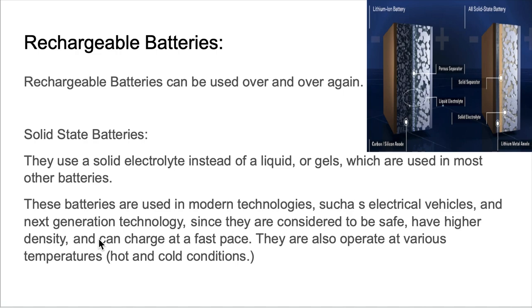They also have higher density. That's pretty good because they have better performance if they have higher density. They can also charge at a very fast pace, faster than other batteries. That's beneficial. And they can operate at various temperatures. They can operate in hot conditions, cold environments, various degree ranges. They can operate in more intense environments, less intense environments, and that specifically refers to temperature environments.